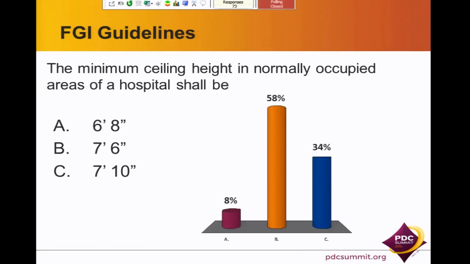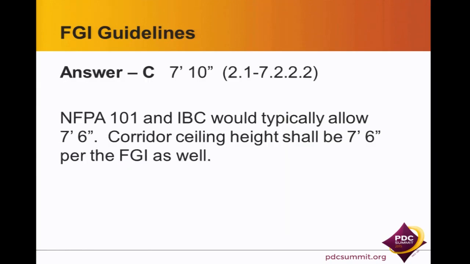We got the IBC and NFPA 101 answer. So it is 7'10", and the key here is the normally occupied areas of the hospital. The corridor ceiling height can be 7'6" in the FGI as well. But the habitable spaces are required to have a 7'10" ceiling.